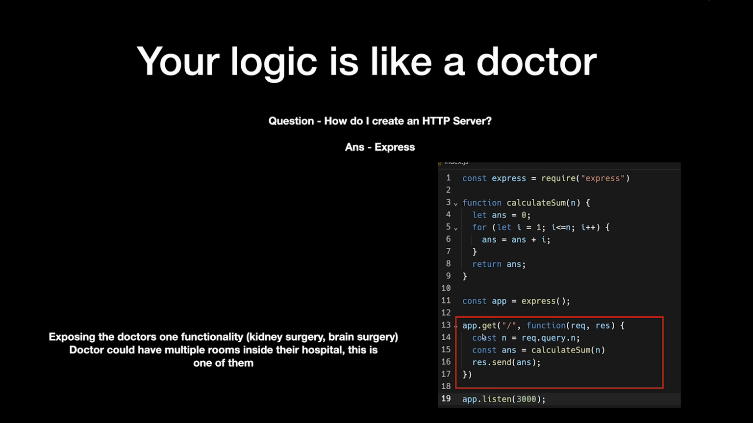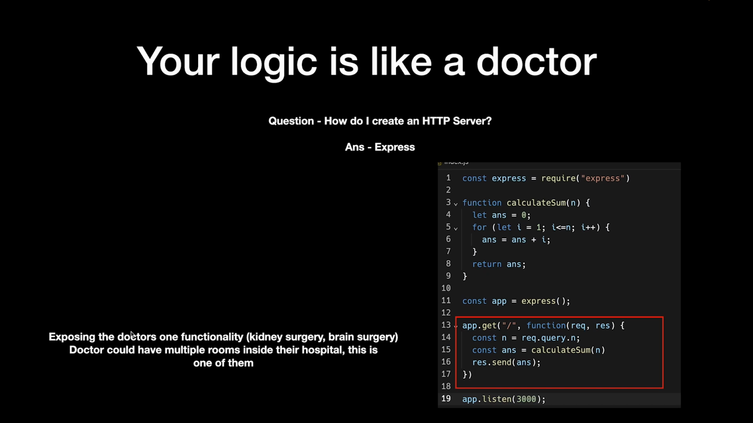And here we say okay, app.get slash, which means anytime someone comes on this route, then this logic should run. And what is the logic? The logic is const n equal to req.query.n. Now what is req.query, Harkirat? We will see very soon. We will see where this n variable comes from when someone actually visits our hospital or visits our room. We get the n variable, we call calculate sum, and we return it back to the user.